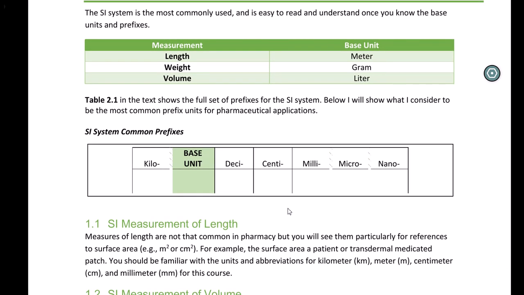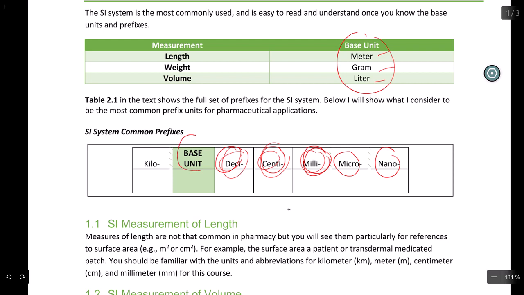So what I mean by that is that we can have something called the meter, right? We can have something called the decimeter, centimeter, millimeter, which we know of. I can do grams. I can say I have a decigram, centigram, milligram, and I can do liters. I can have a deciliter, centiliter, milliliter, a microliter, a nanoliter. So these are the base units. This is what we're using here as the base unit.